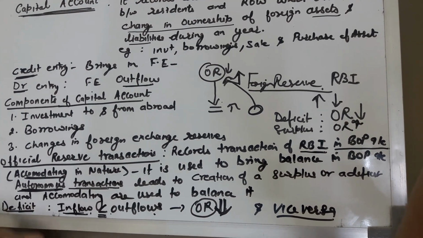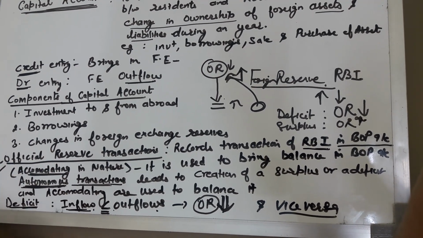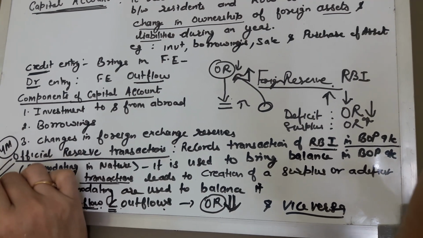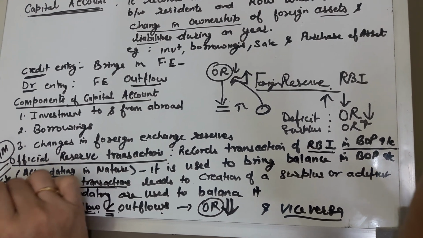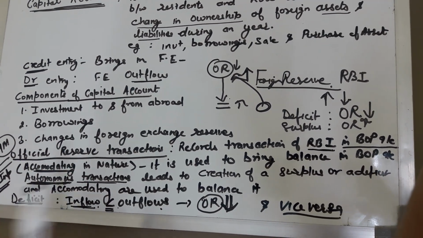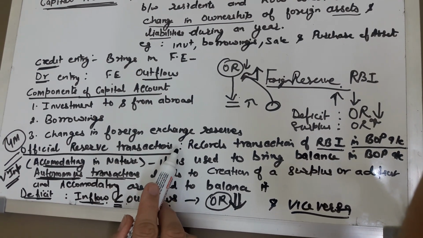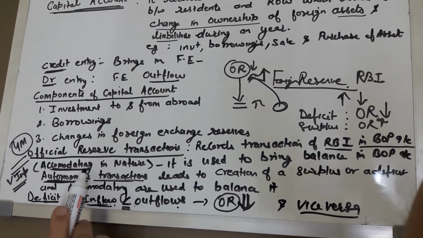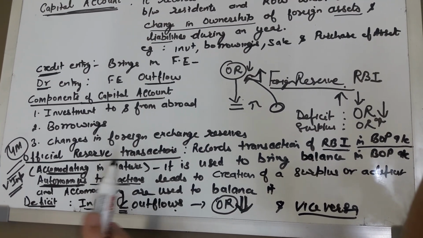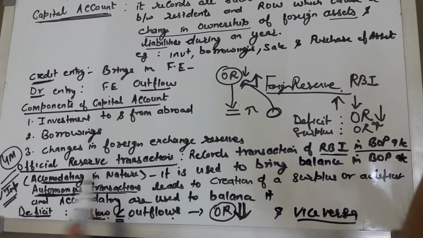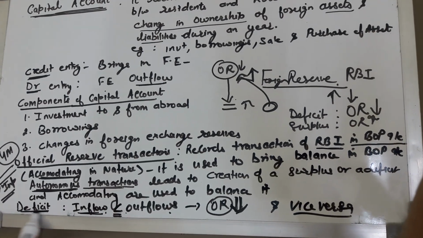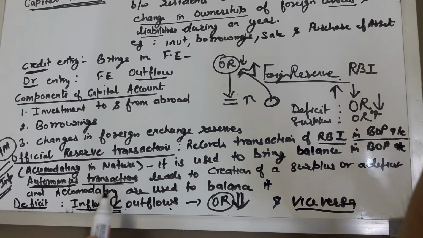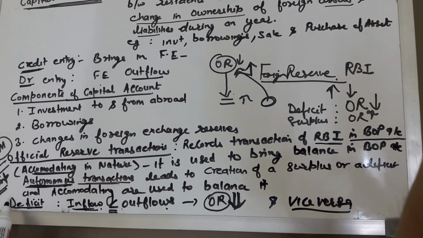You can expect a separate question on official reserve transactions for 4 marks. This is very important. So what all things you have to say here? You have to first of all write down the meaning of official reserve transactions, and then you have to say that it is the accommodating transaction. Then you have to mention how it moves in case of a deficit and how it moves in case of a surplus. So that will complete a 4-mark question.